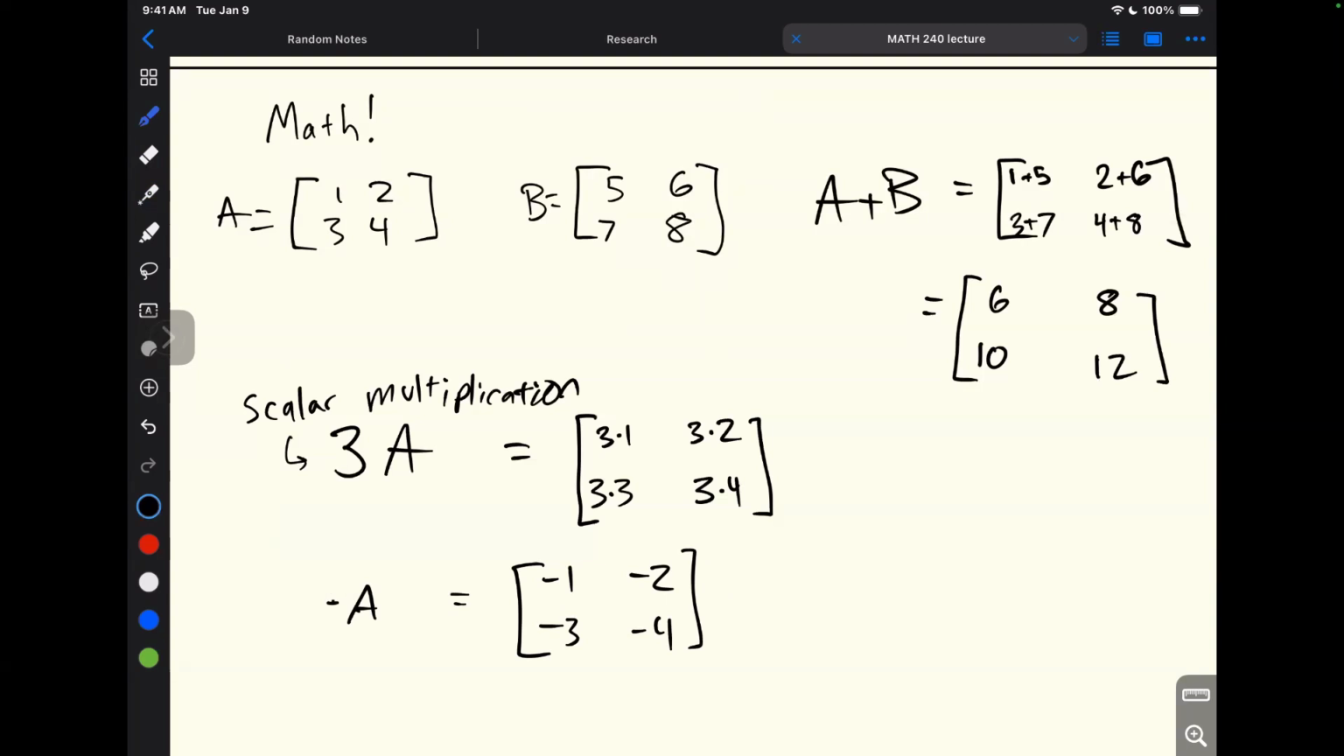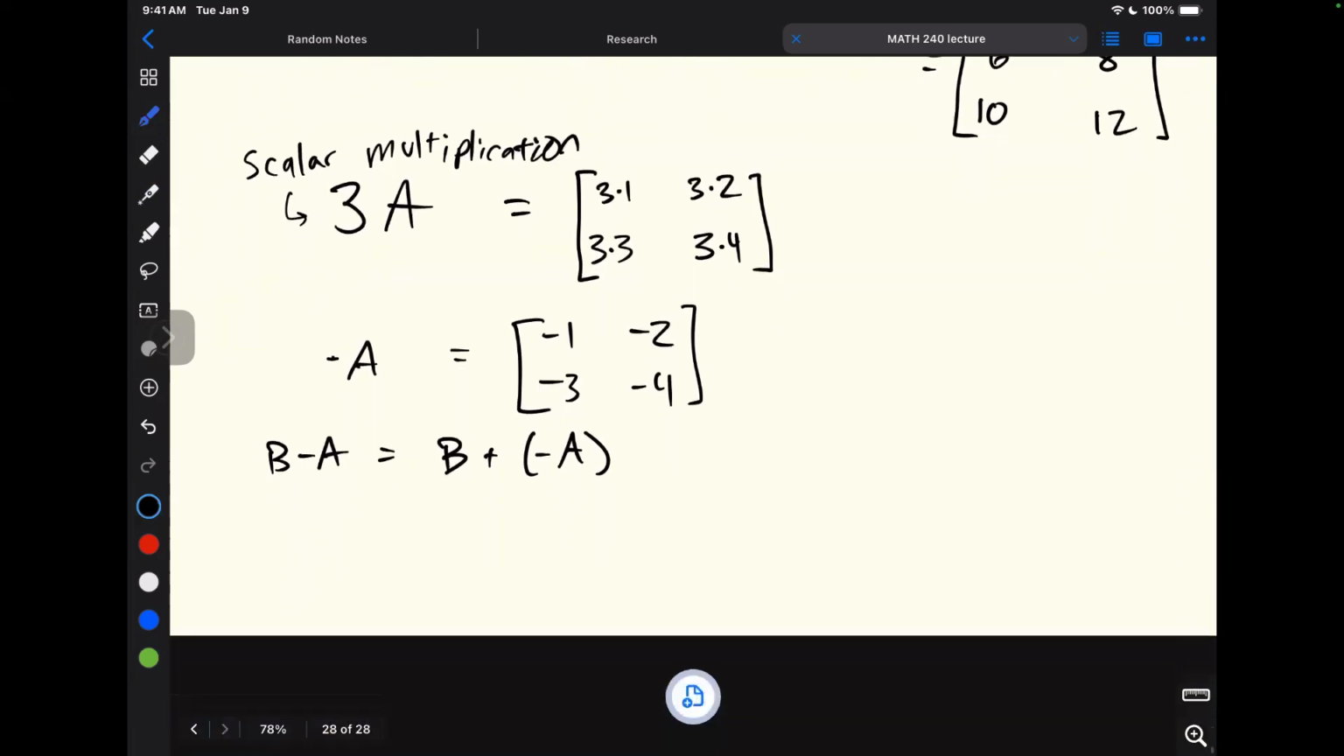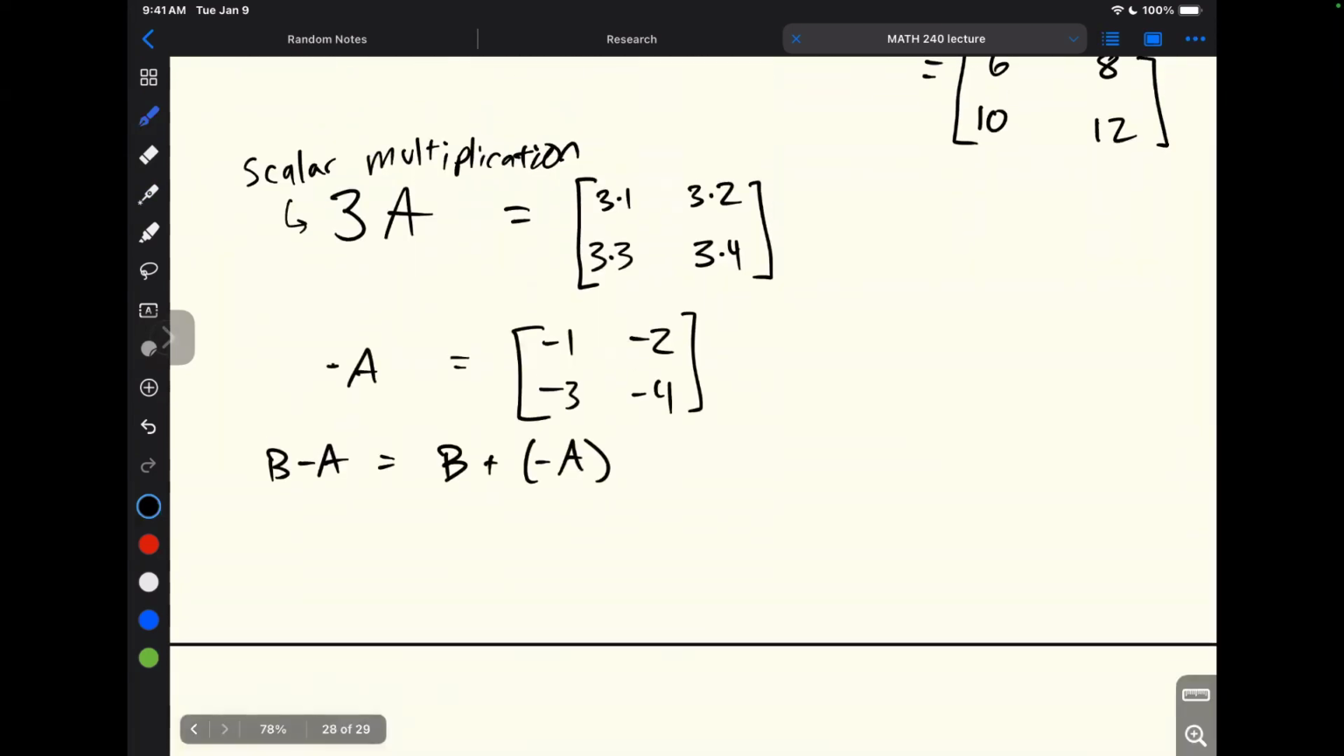You'll see this in some of the homework examples, where if we do B minus A, that's secretly B plus negative A, where we've negated everything in A and then add them together. Even though if we did B minus A now, you could just say, okay, 5 minus 1 and 6 minus 2. So there's a secret step in the middle that we skip over and just do in our heads.